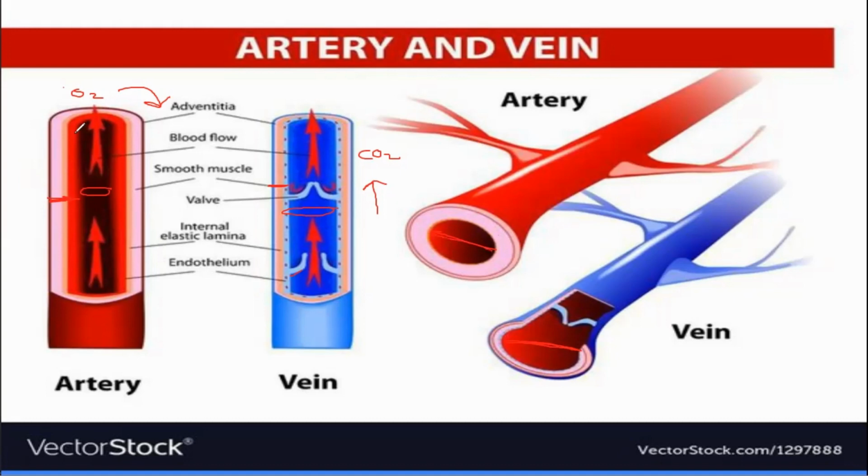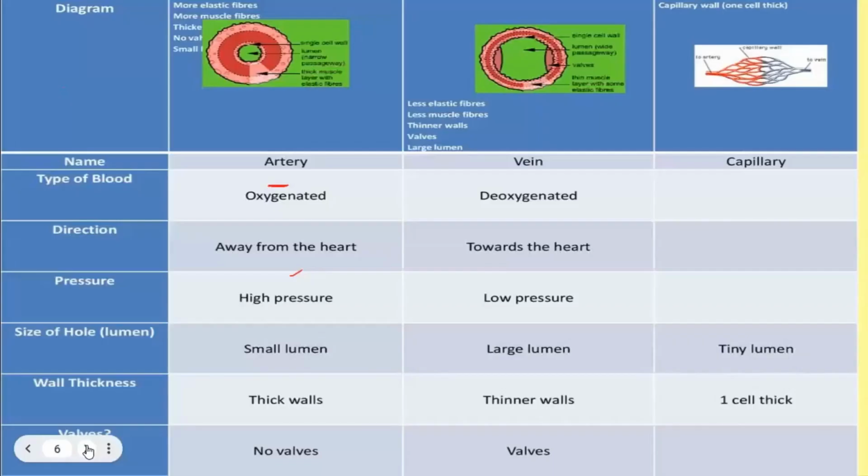Arteries have no valves because the blood is going away from the heart, so there is no chance that the blood will ascend back to the heart. But veins are taking the blood back to the heart, so there are chances that the blood might flow down. So there are valves which prevent the backflow of the blood. And we have seen the exception of the blood in case of the pulmonary artery and pulmonary vein.